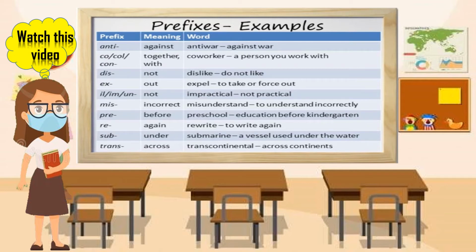The prefix re means again, so the word rewrite, for example, means to write again. The prefix sub means under, so the word submarine means a vessel used under the water. The prefix trans means across, so the word transcontinental means across continents.